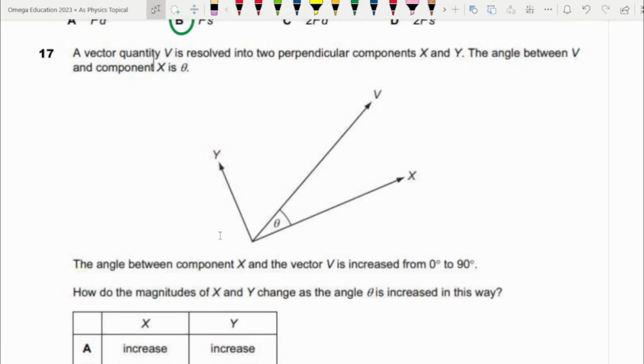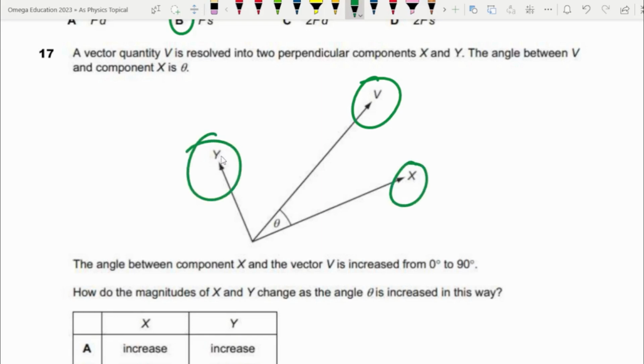Okay, let's take a look at the next one. Question number 17. This is a vector V, and this is a component of the vector. One of the components of the vector V is along the direction X, and the other component is along the direction Y, and the angle of that vector V with the direction X is theta.